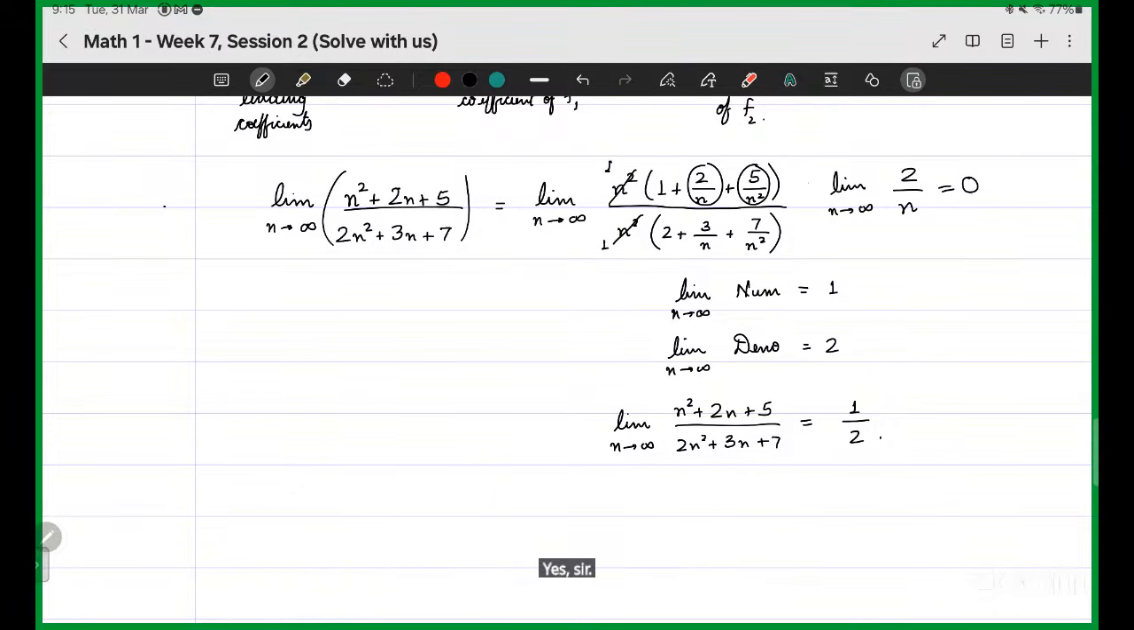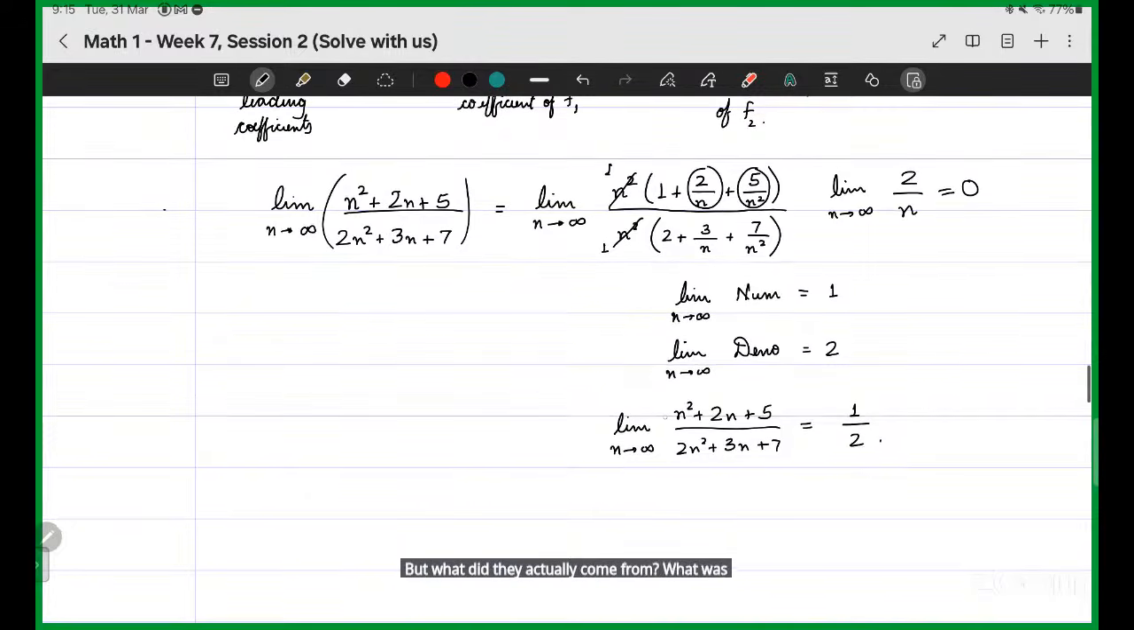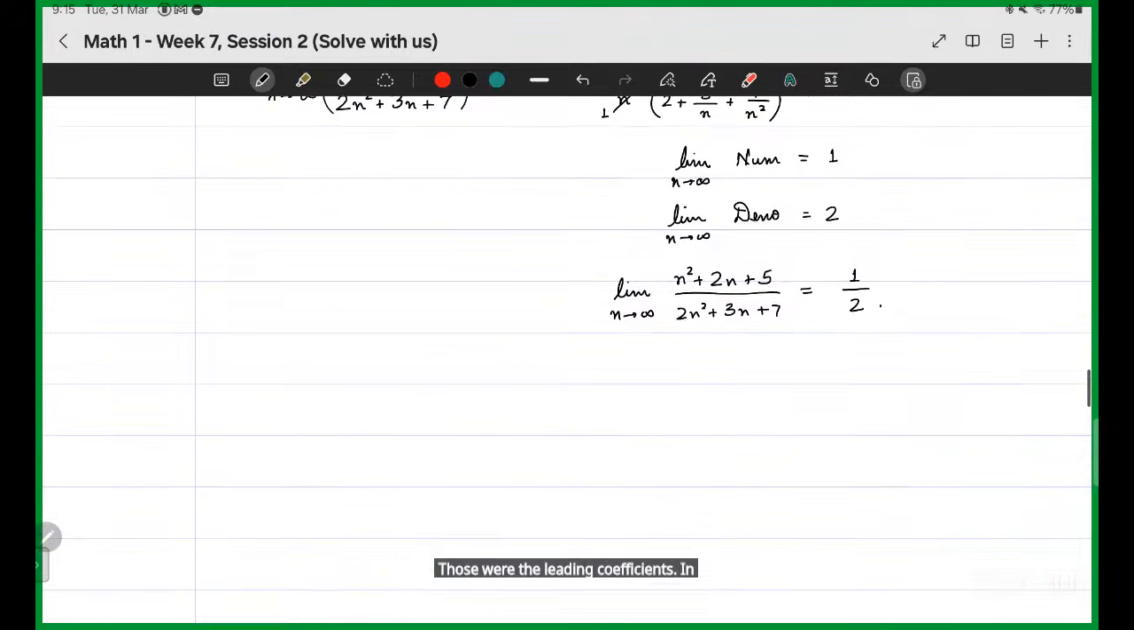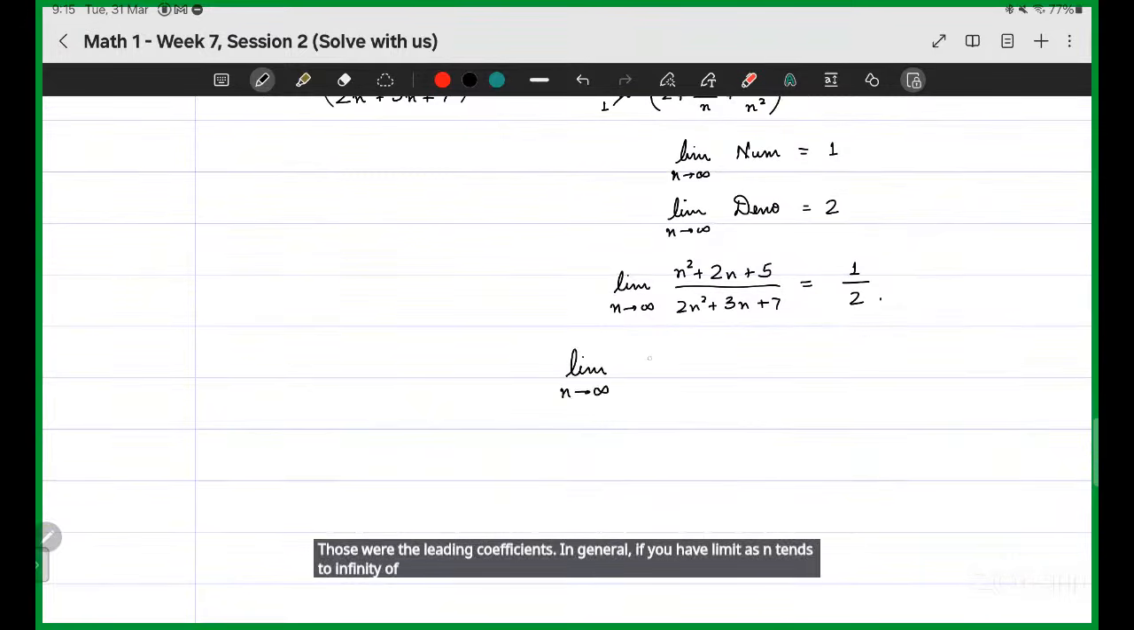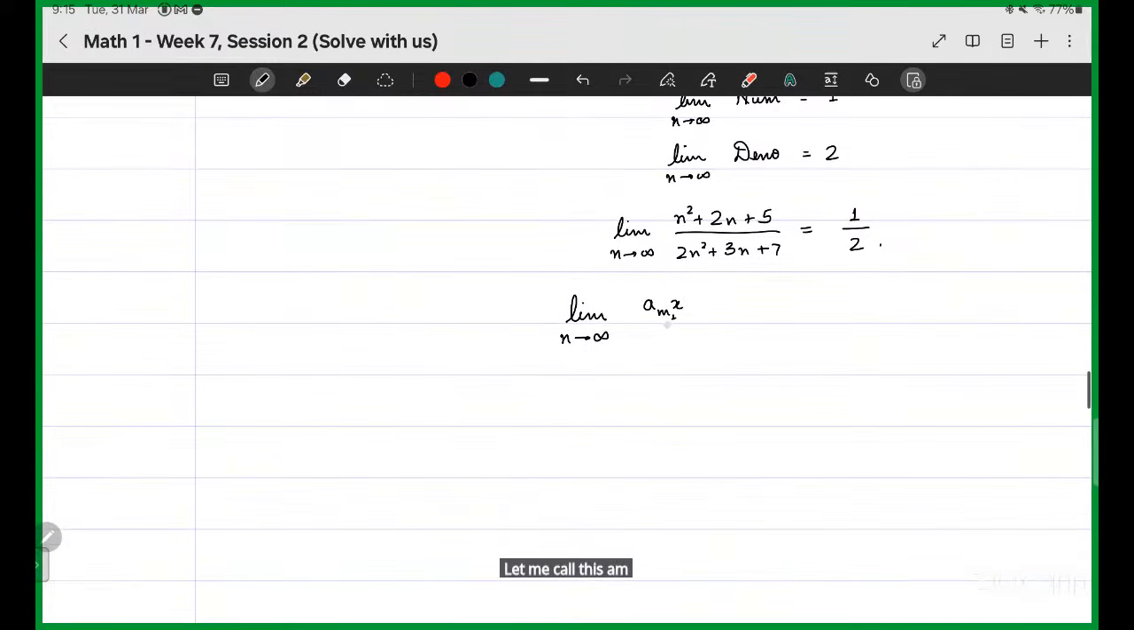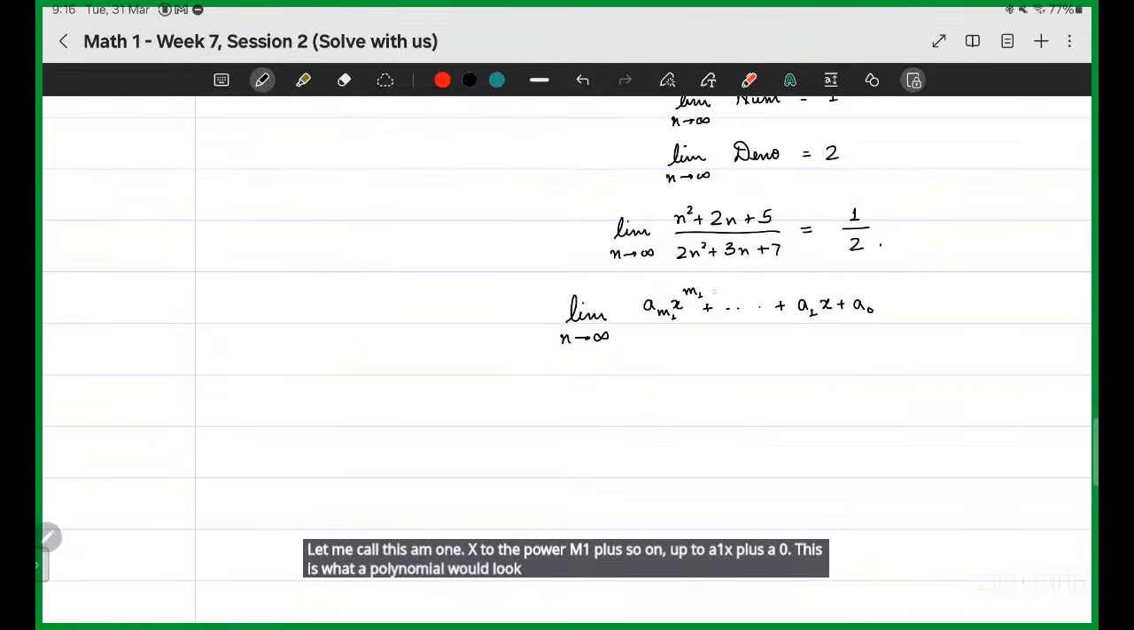But what did they actually come from? What was 1 and 2? Those were the leading coefficients. In general, if you have the limit as n tends to infinity of something like a_m1 x to the power m1, plus so on up to a1 x plus a0, this is what a polynomial would look like, correct? But here it is n, so instead of x everywhere, I will have n.